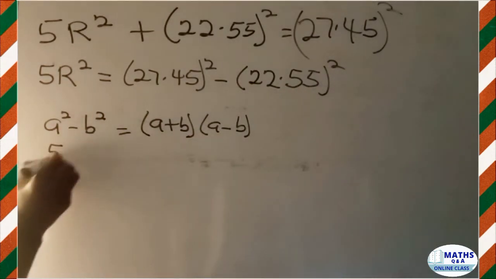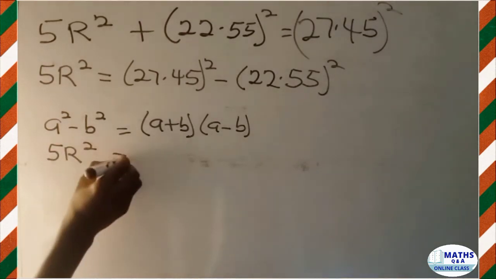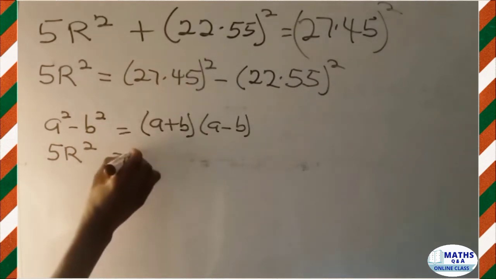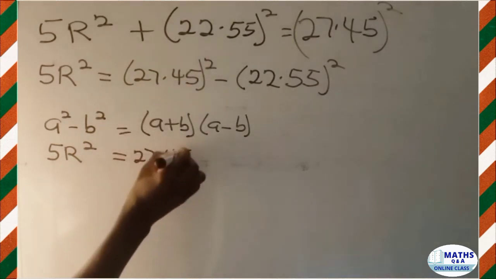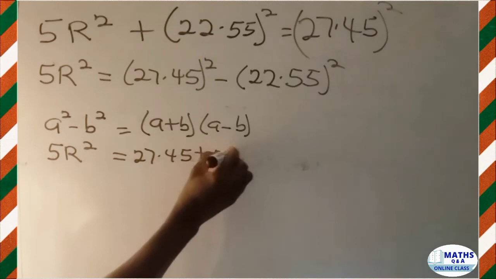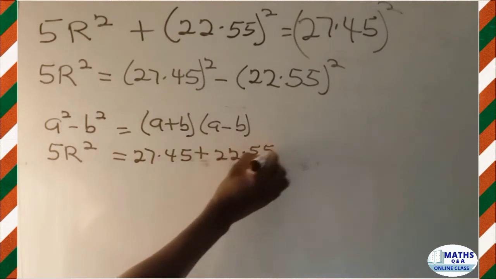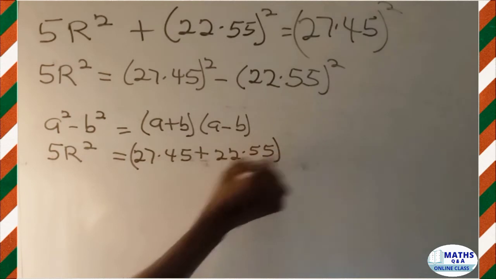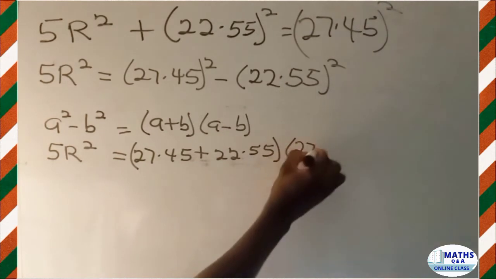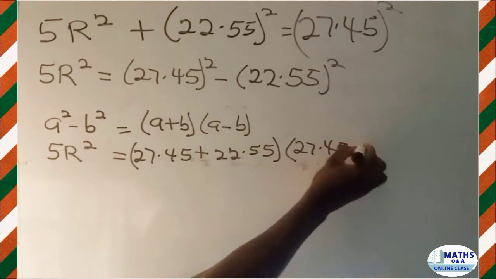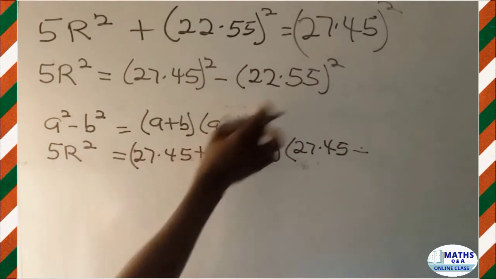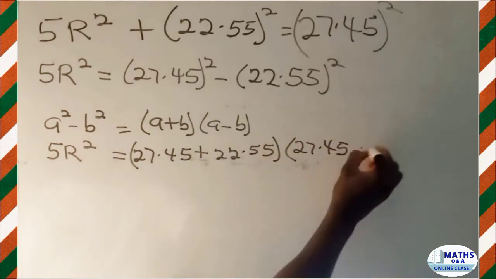So we have 5R squared, which is equal to, in place of a, write what? 27.45. So 27.45 plus, in place of b, write what? 22.55. Let's close the brackets, open another bracket. In place of a, we write what? 27.45 minus, in place of b, we write what? 22.55.